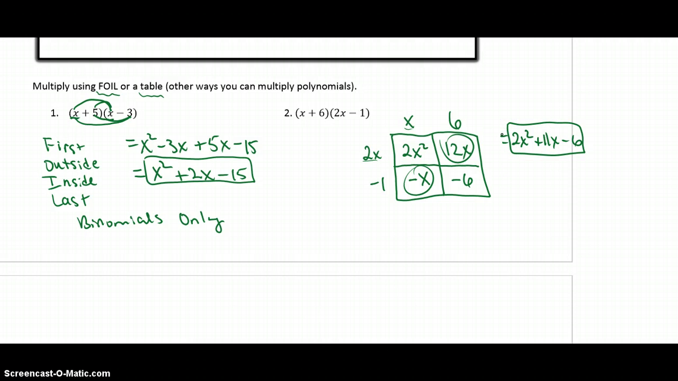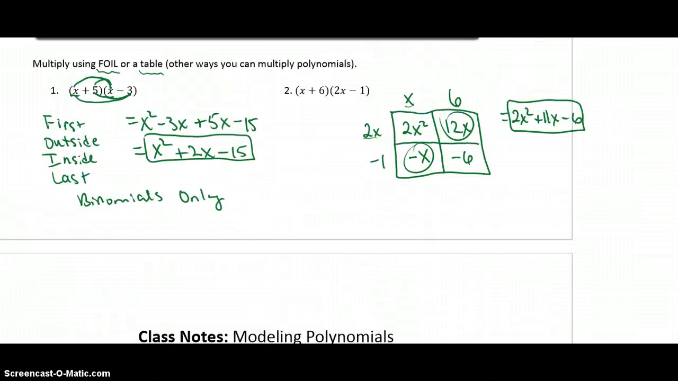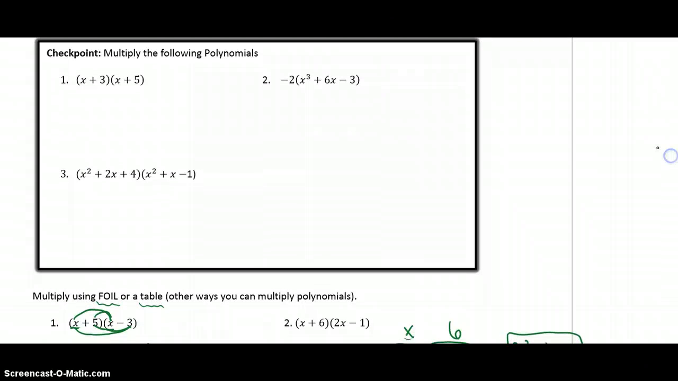And that doesn't just work for binomials. You could use monomials. You can multiply a binomial and a trinomial. It really doesn't matter. So if you do multiply by a trinomial, your box gets pretty big. But some people like that method as well. And that's it for the video. So the only checkpoints you have are right above our examples there, 1, 2, and 3.